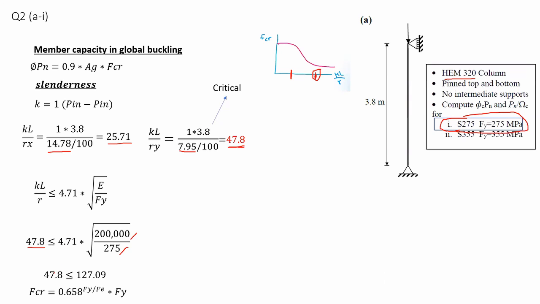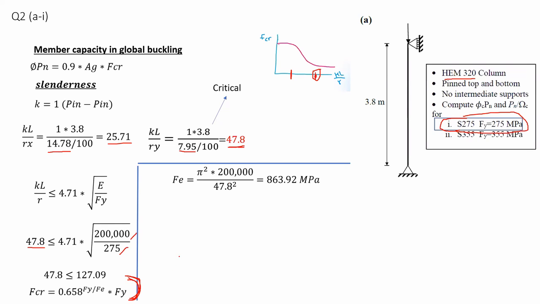And if I check this, I realize that the KL over R value is less than or equal to 127. So in that case, I'm going to use this equation for finding FCR. Now, before finding FCR, I need FE. So FE would be equal to pi square multiplied by 200,000 megapascal divided by KLR value squared. Now, in this case, I obtain FE would be equal to 863.92 megapascal.